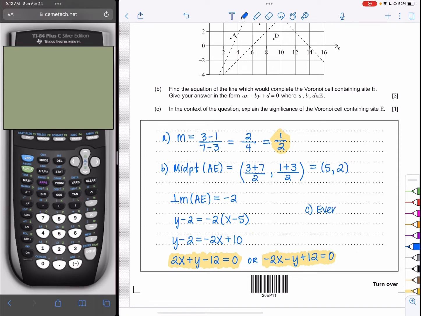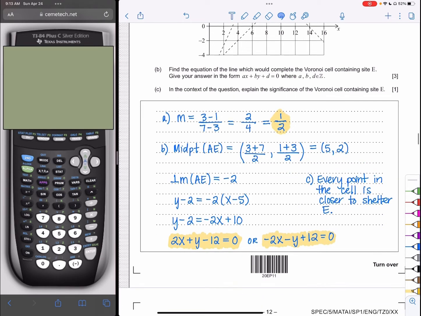So I can say every point in the cell is closer to, we can call it shelter E. So that is what the answer for C is.